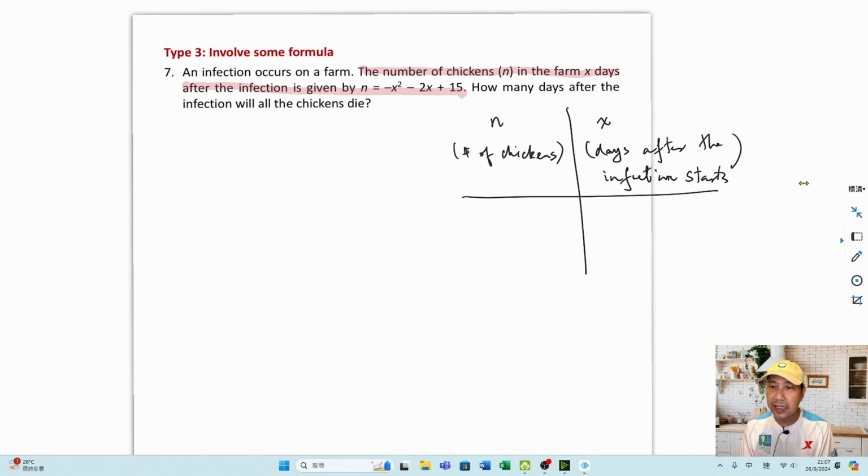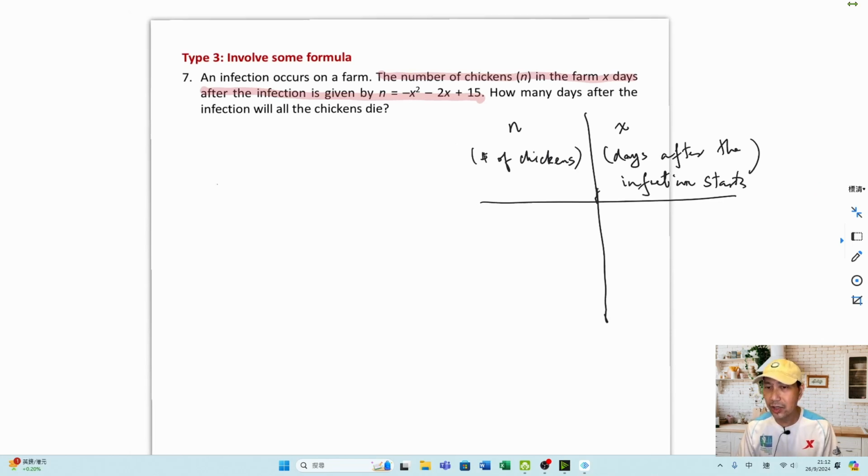n is the number of chickens, and x is the days after the infection starts. We may imagine the disease may be a killing disease. It may lead to some death of the chickens. To understand the mechanics of the formula, perhaps we can substitute some values into the equation.